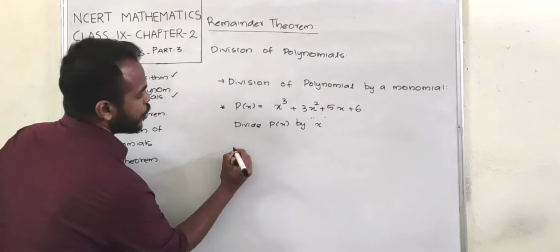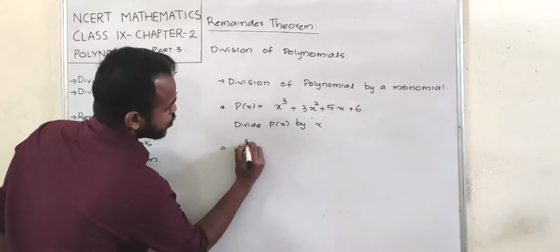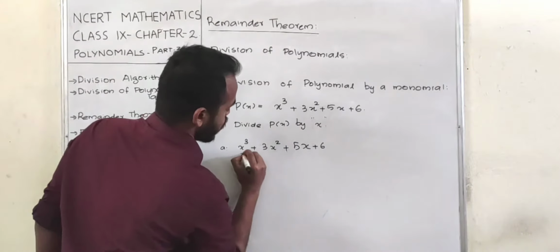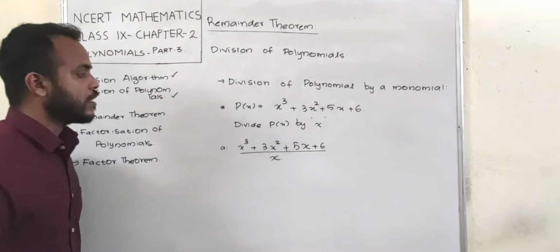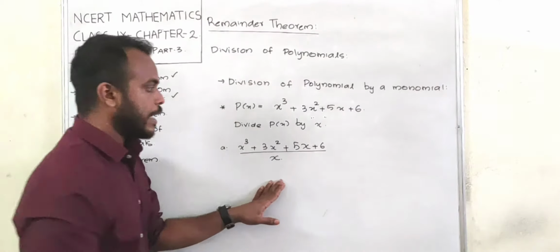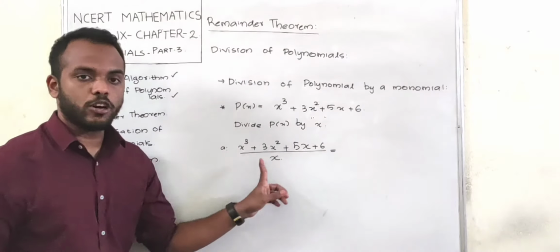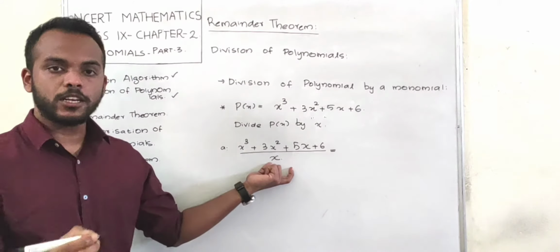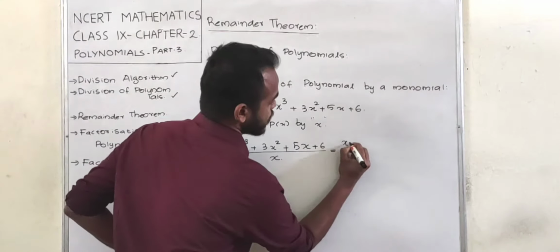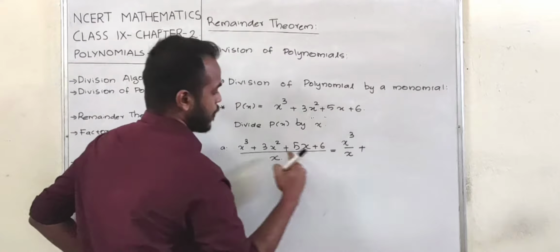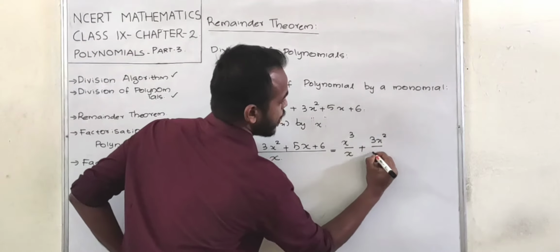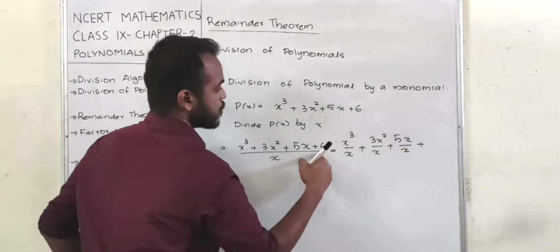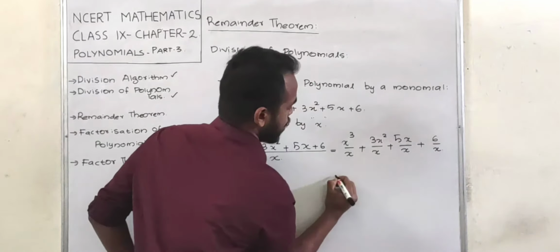Now, the question is to divide this polynomial by this monomial. It's very easy. All you need to do is write x cube plus 3x square plus 5x plus 6 whole divided by x. Now this is an easy method that you have been doing. Since the denominator is only one term, you can split each term by giving the denominator to each term. So what happens is that x cubed by x plus 3x square by x plus 5x by x plus 6 by x. Now it's easy to write the answer.